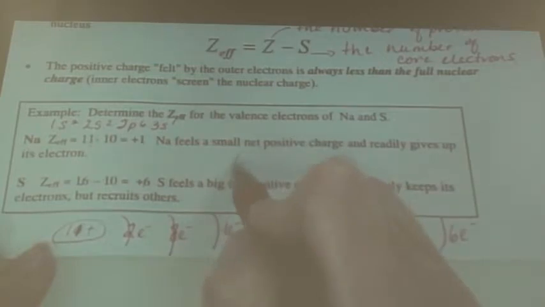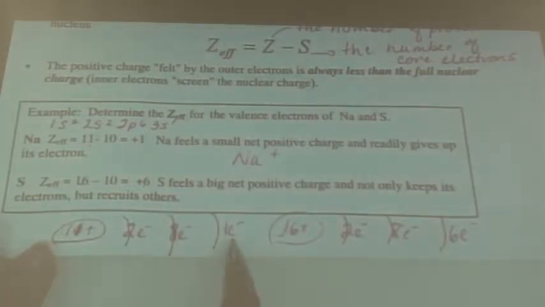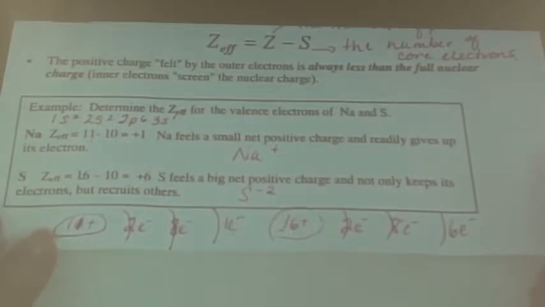Yes, because we know that sodium tends to form a +1 ion. Nothing's holding that one electron on there very strongly. That nucleus is like, yeah, see you later. However, sulfur holds on to its 6 electrons and tries to find 2 more, doesn't it? Okay, are we good with effective nuclear charge? Yep, moving on.